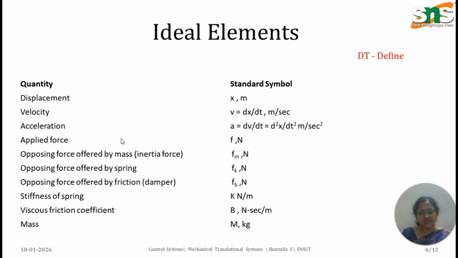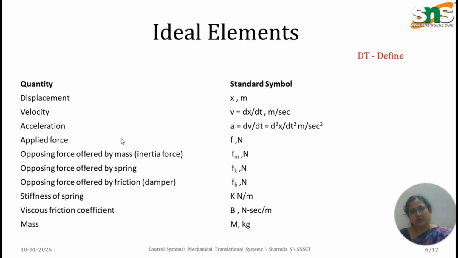And let's consider a mass. The mass resists changes in motion and stores kinetic energy. The force associated with mass is proportional to acceleration. The third one is the damper or dashpot. A damper resists motion and dissipates energy in the form of heat. The damping force is proportional to velocity, not acceleration. So these three elements form the building blocks of any mechanical translational system.